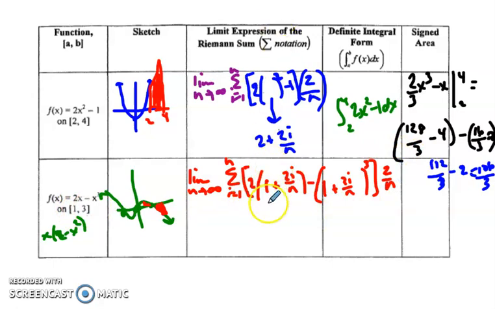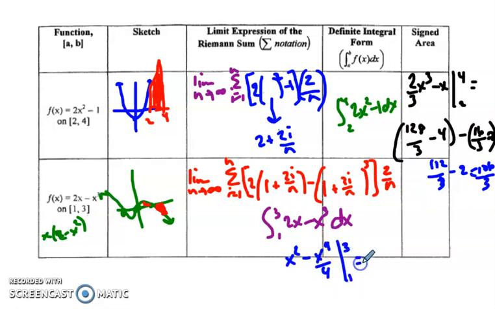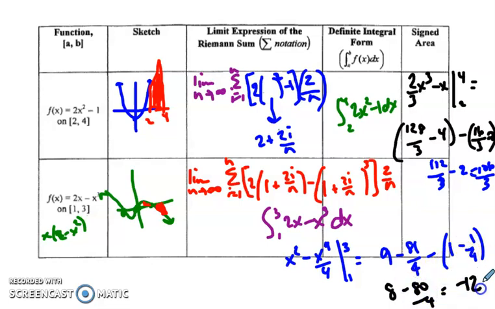So I then need to write my integral, which is going to be the integral from 1 to 3 of 2x minus x cubed dx. And then I'll go ahead and evaluate that using the fundamental theorem of calculus. When I integrate, I get x squared minus x to the 4th over 4. Evaluating from 1 to 3 gives me 9 minus 81 fourths, and then subtract out 1 minus 1 fourth. So when I simplify all that, I'm going to get 9 minus 1 is 8, and then negative 81 fourths minus a negative 1 fourth is going to be minus 80 fourths, which is 20. So 8 minus 20 is negative 12.